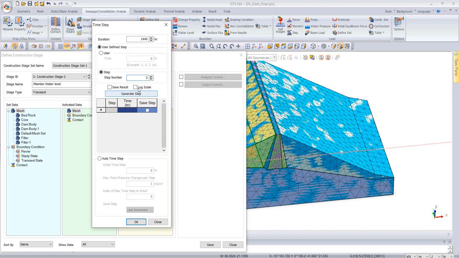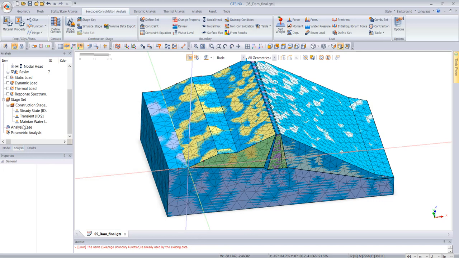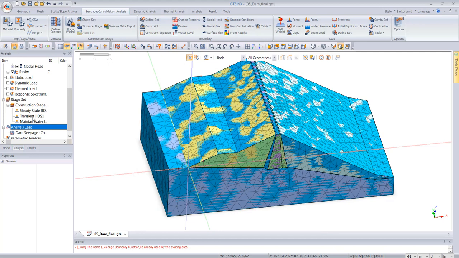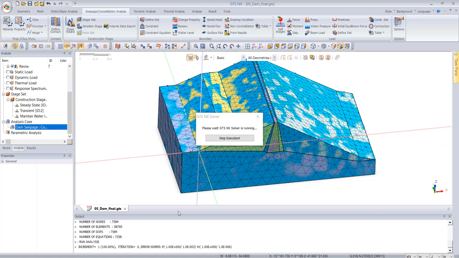And now I go here to analysis, construction stages, and run. And it comes from here, and I say okay. Damp seepage, and we say okay. Okay, and we start to run our model. Solve. We will boost our answer until we get to the answer.